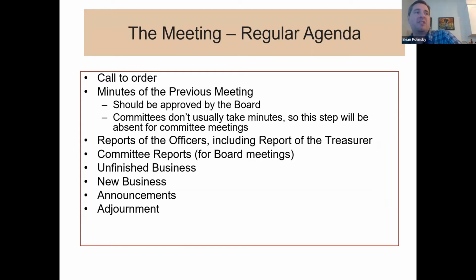So this is just the general meeting agenda. You can actually write out bullet points for each item of unfinished or new business that you want to include at the meeting.